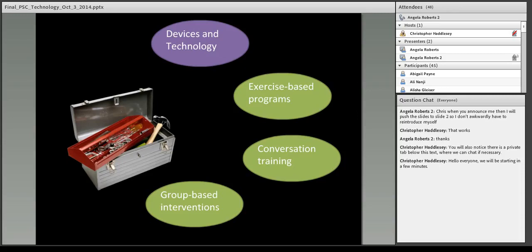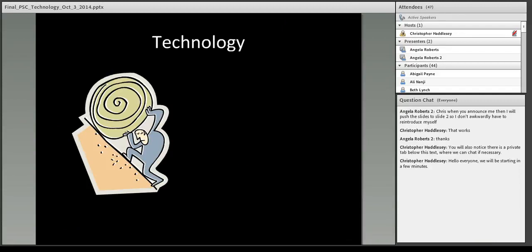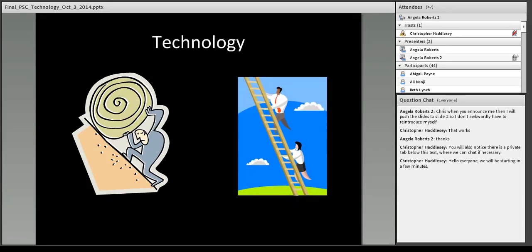Our toolbox, if you will, is quite full, and one of the most exciting aspects of research coming across in the last 10 years is that we continue to develop more and more resources for people with PD. So what is really the goal of technology? The goal of technology, whether it's a device, whether it's a software application, is really to take the challenging task of communication and to support it and make it a little bit easier.